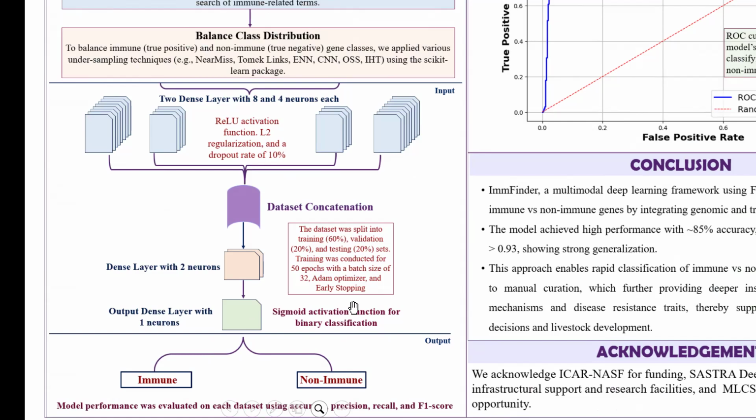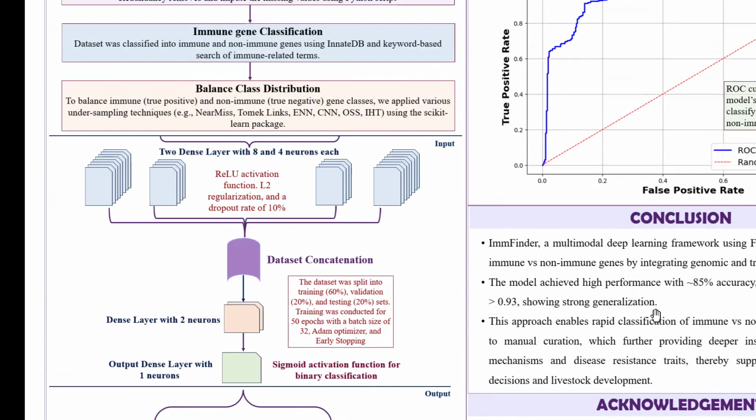We split the data set into three parts: 60% training, 20% validation, and 20% test. The training was conducted over 50 epochs with a batch size of 32. We also used the Adam optimizer and early stopping to prevent overfitting. Finally, we evaluated the model using accuracy, precision, recall, and F1 score.